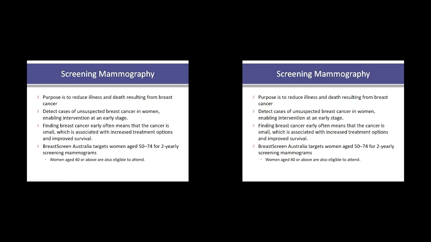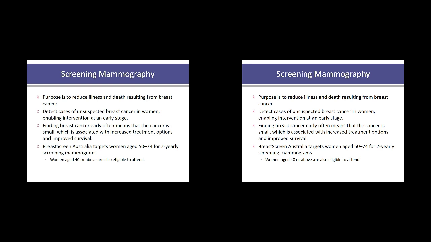So we'll look at mammography first of all with regards to screening. The purpose of screening is to reduce illness and death resulting from breast cancer. It's to detect cases of unsuspected breast cancer in women, enabling intervention at an early stage. So Breast Screen puts leaflets out in GP practices and various locations, and it says that if you attend for breast screening, you can detect a cancer the size of a pea. If you do self-examination, you can only detect a cancer the size of a cherry. So it's a fairly big difference in size, and that difference could potentially save your life if you catch it at the very early stage.